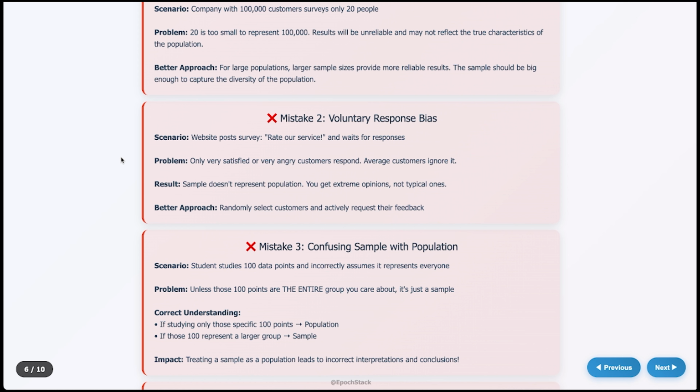And in my experience, you can never get population data. You have to collect sample data. Maybe the sample data size can be very large, but you cannot get the exact population data.